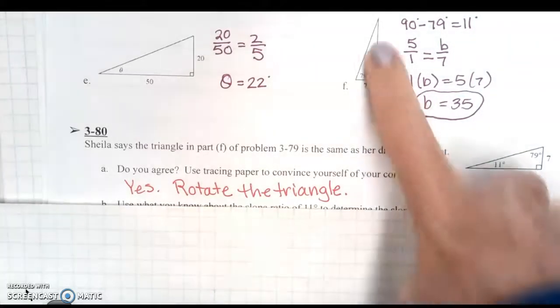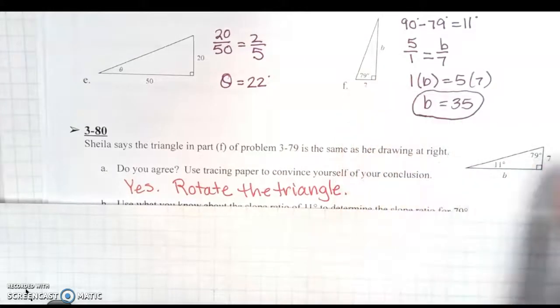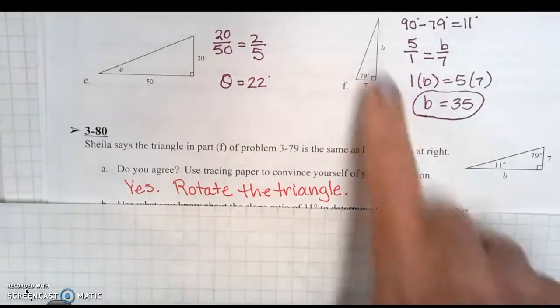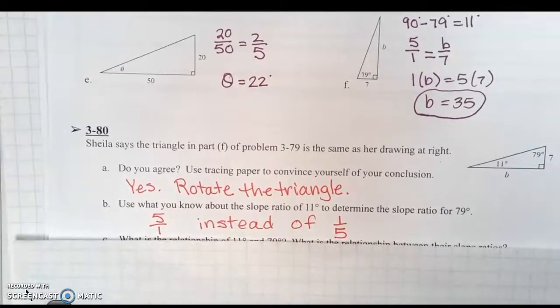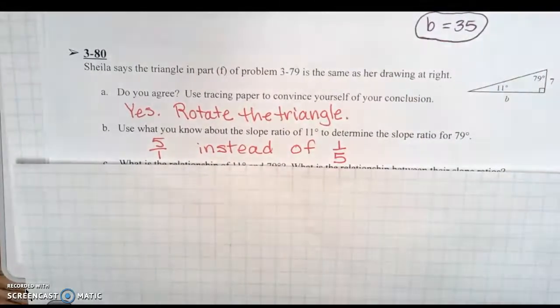That 11 is going to match up to that one. The 79 is going to match up to that one. The 90 is going to match up to that one. Okay? Use what you know about the slope ratio of 11 degrees to determine the slope ratio for 79. We already did it. We said it was 5 to 1 instead of 1 to 5 because we used 79 instead of 11.